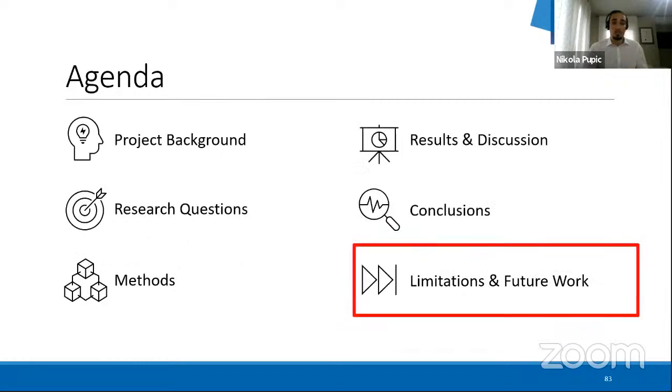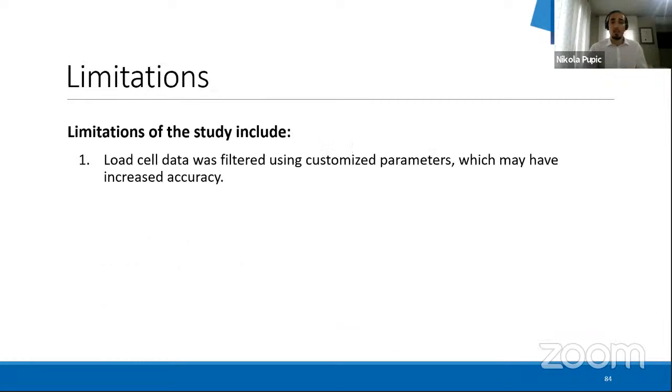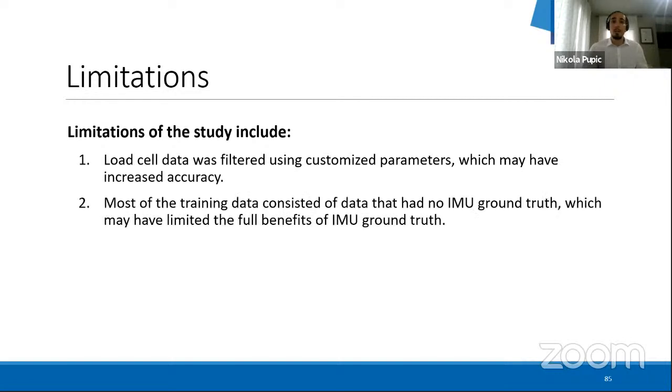Now, limitations in future work. So the limitations of the study included that load cell data was filtered using customized parameters for participants, meaning it could have increased the prediction accuracy. Most of the training data did not contain IMU ground truth, meaning it could have diminished the full benefits of IMU ground truth by negatively impacting accuracy.